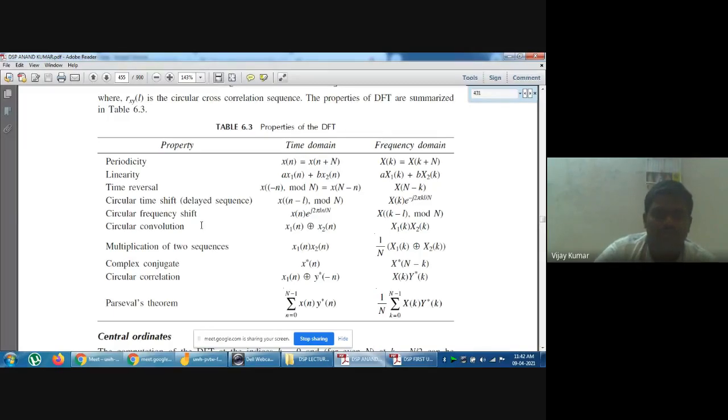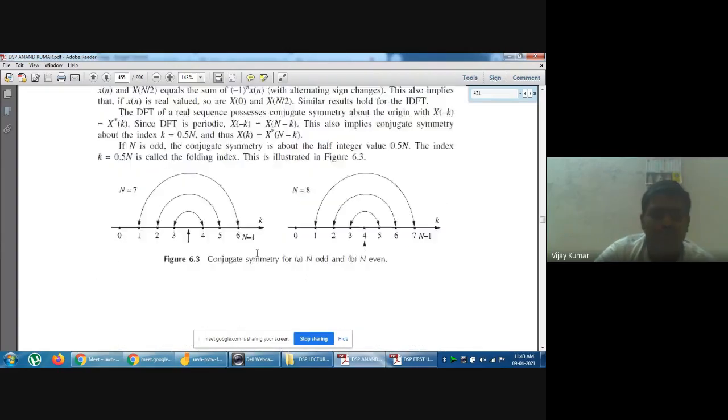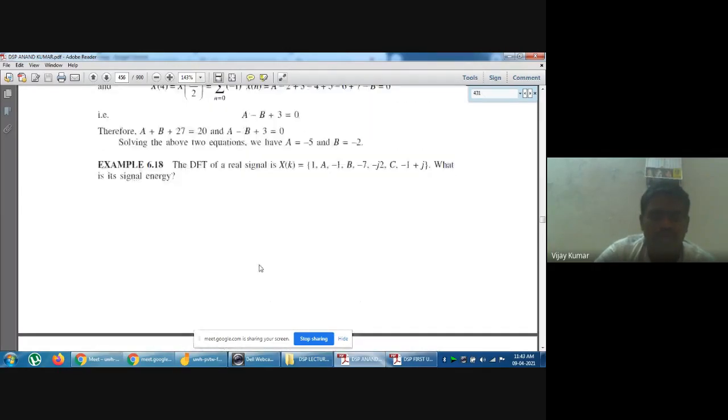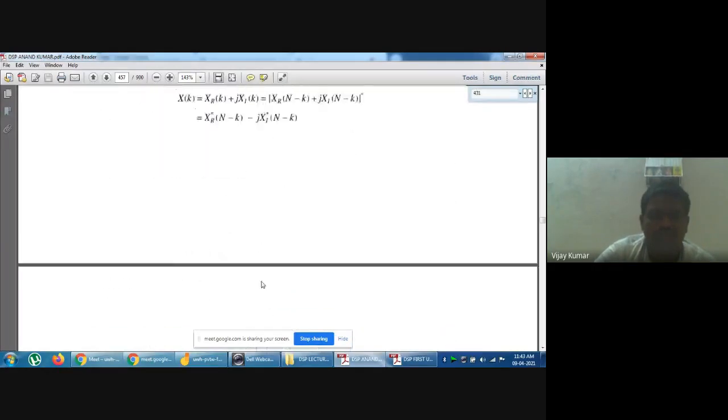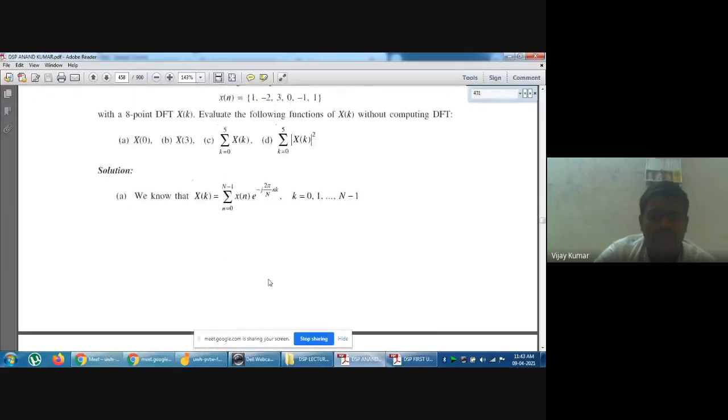Circular time shift, time reversal, circular frequency shift, circular convolution, multiplication of two sequences, complex conjugate property, Parseval's theorem, circular correlation. By applying these properties, we can solve a few more problems. So these are the problems, applications of the properties. Let us see this problem.